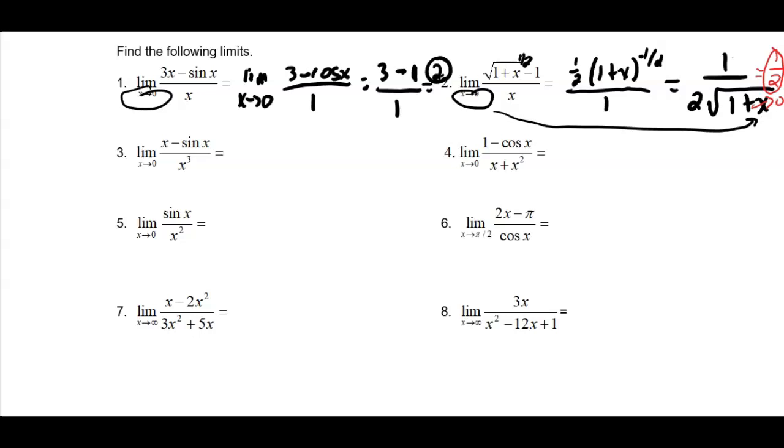Go to our next one. Maybe if I do this, see if I can blow this up. Maybe not. 0 minus the sine of 0, and then 0 cubed. Zeros everywhere. So like you're going to find in this whole section, these are all going to be indeterminate, or otherwise I wouldn't have it in this section. We can go ahead and take our derivative.